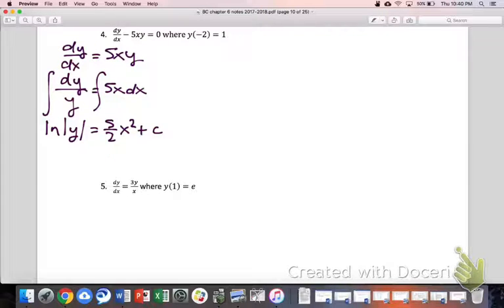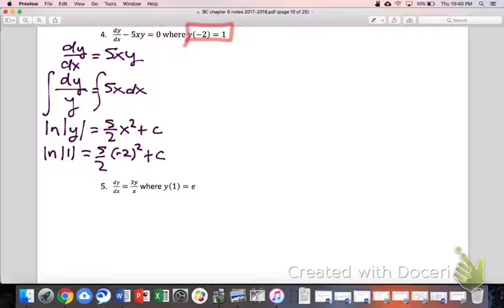The way that I find my c value, of course, is to use my initial condition. This is saying that when x is -2, y is 1. So I'm going to plug in right now, and this is going to give me ln of absolute value of 1 equals 5/2 times, excuse me, -2 squared, plus c.